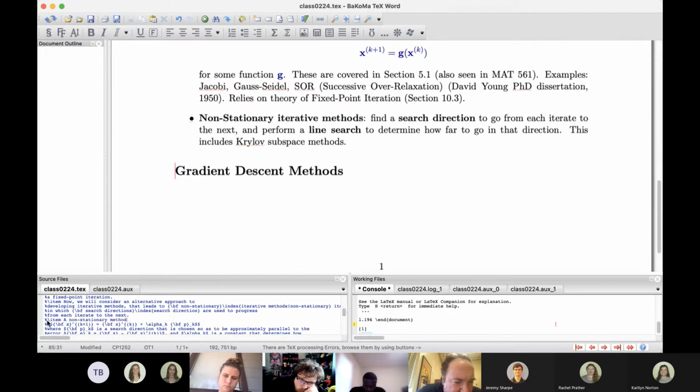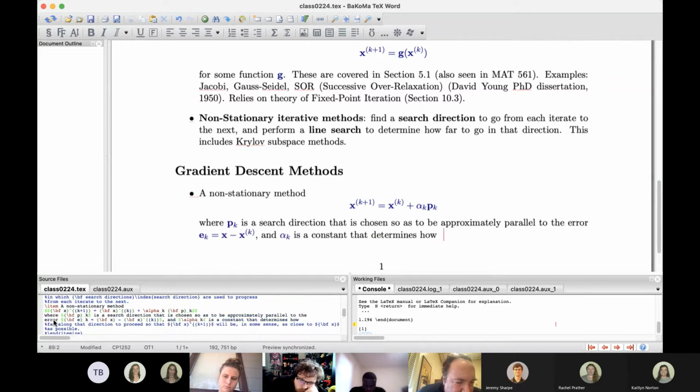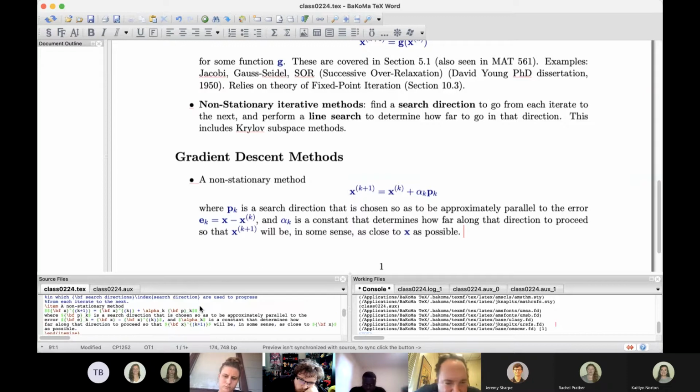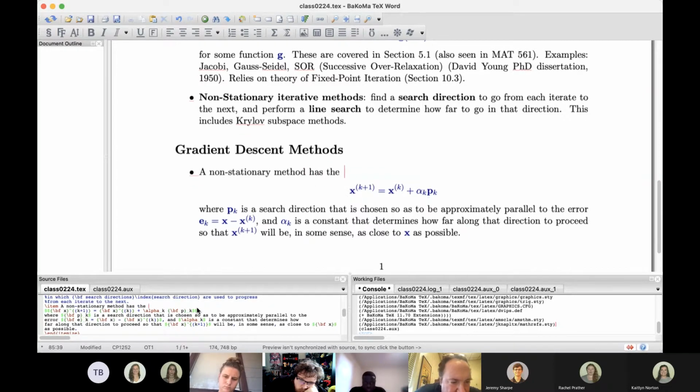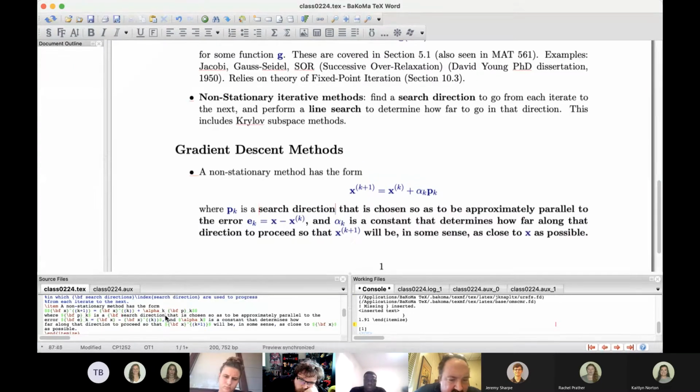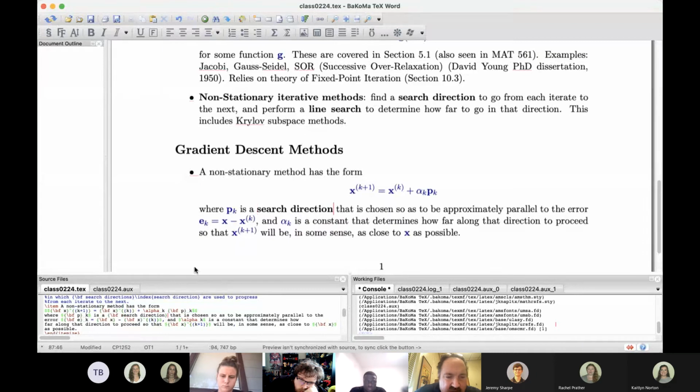Let me do a little quick editing of the notes. So this makes things a little more precise. So the non-stationary method is something of this form. So this notation I'll use. Here's our previous iterate. Here is our search direction. And we'd like it to somehow be parallel to the error.